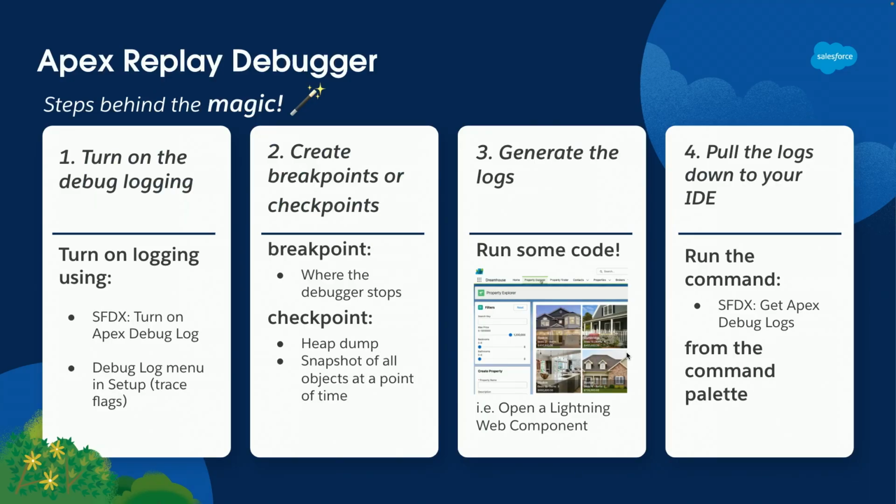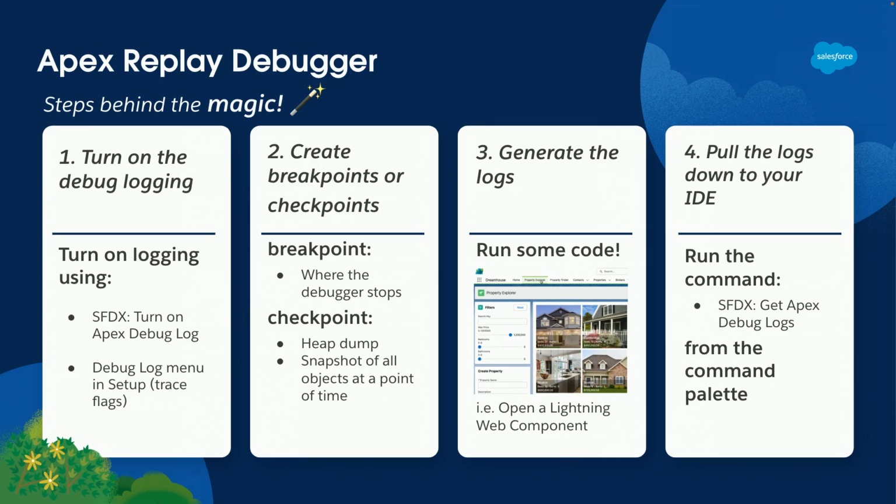To summarize what we just saw, when you use the one-click replay debugger from a test or from anonymous Apex, all of these steps are happening in the background. But if you're going to debug, say, live code, a controller that's behind a page or a trigger or something, you can do these steps manually in the IDE. It's just a little easier to get started with the one-click debugger.